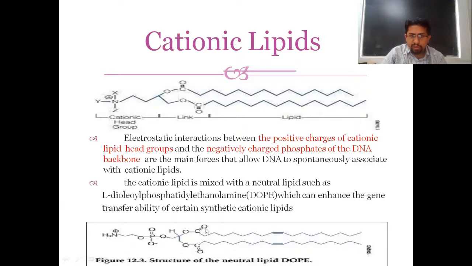So why dioleoyl? Because there are two oleic acids which form ester bonds with the OH groups, the CH2OH groups. And the second carbon atom has a phosphoethanolamine. So what is ethanolamine? What is ethanol? CH3CH2OH. Ethanolamine is nothing but phosphatidyl ethanolamine. In this case, it is dioleoyl phosphatidyl ethanolamine. The phosphoethanolamine group is not on the third carbon atom. Instead, it is there on the second carbon atom.